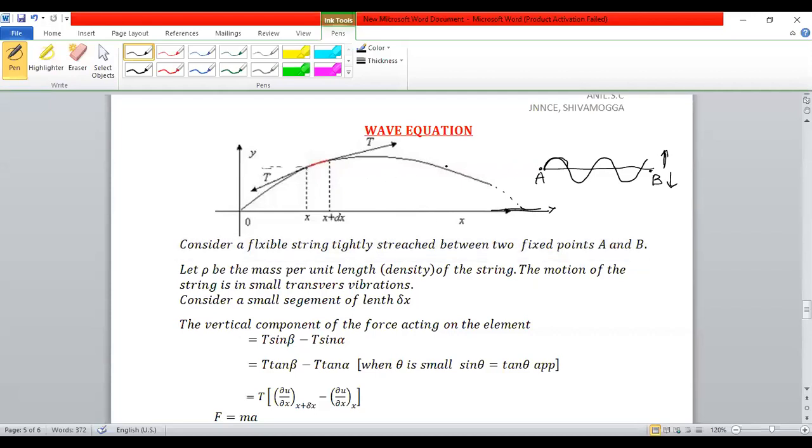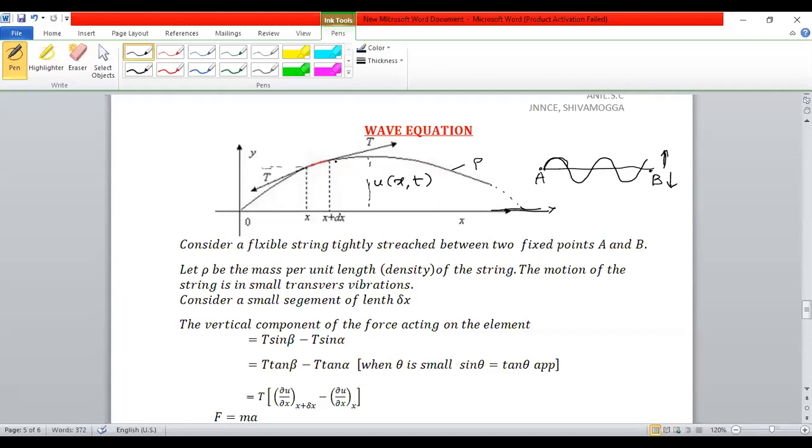Let rho be the density of the string. Density means mass per unit length or a degree of compactness. The motion of the string is in small transverse vibrations. Now this is the amplitude, say u at a distance x from the origin and time t.